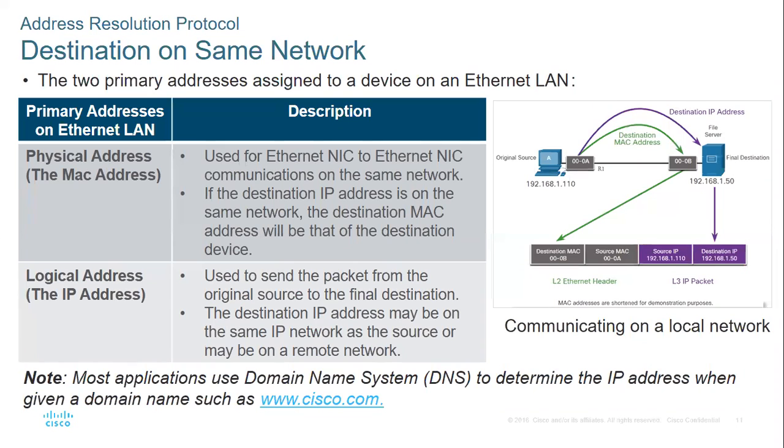Okay, so now we're looking at destination on same network. That is, you are sending something on the same network. For example, if you see here, this is PCA sending something to the server on the same network.